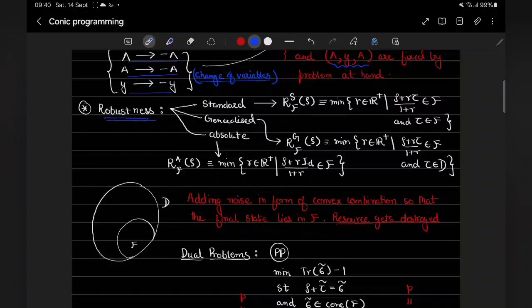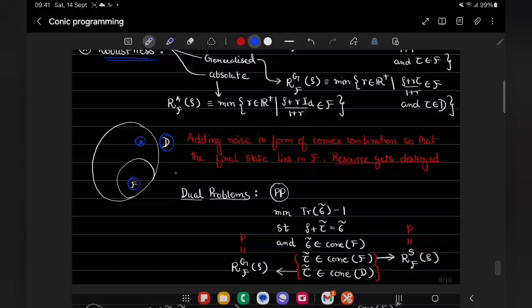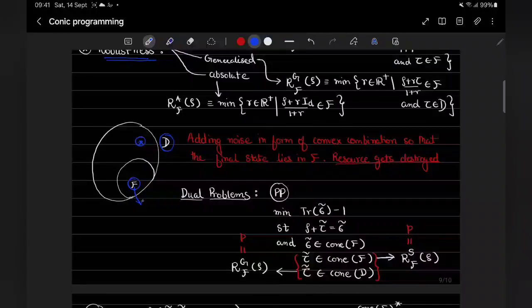So first I will define what is robustness. There are three types of robustness. One is called standard robustness, one is called generalized robustness, and one is called absolute robustness. In each kind of robustness, the idea is you have a state rho. So let me show it here. Suppose you have the set of density operators D, and you have a convex set F, and now you have a state that has some resource. For example, entanglement is a resource, and this set F is suppose separable states.